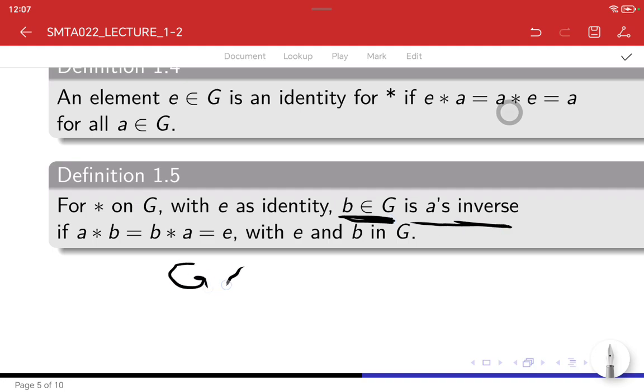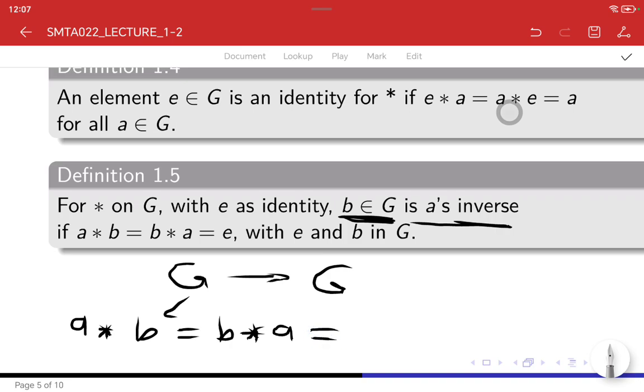Remember, we have here G cross G moving to G, and from this G we take B. Let's say we take it from G, right? Or I could suppose that we're just having this, then I take B from this to say that this is the inverse of A. Then if I apply the binary operation between the two of them, the answer between A and its inverse should give us an identity.